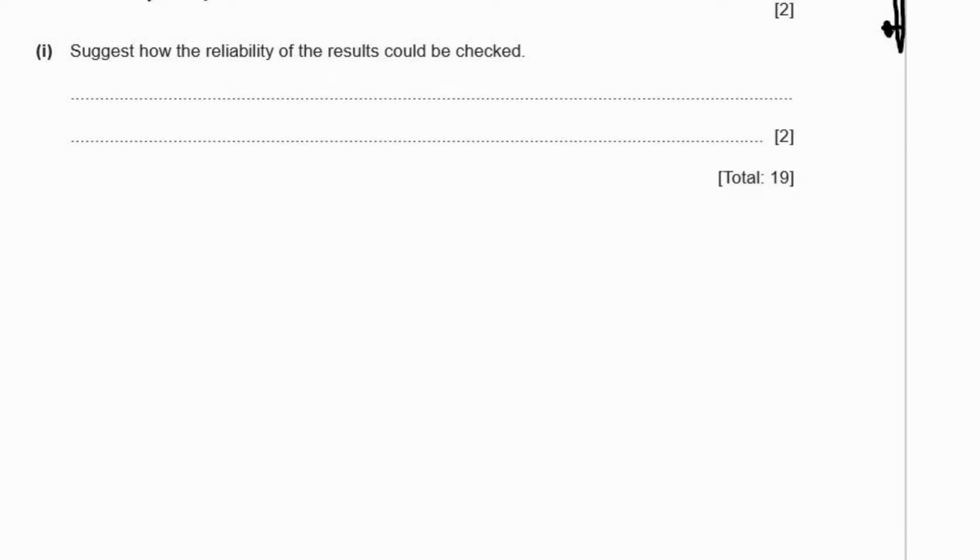And I suggest how the reliability of the results could be checked. Now this is an easy answer because it's the same for any experiment really. Reliability means you can trust the results. How can you trust it? Well, because you've checked again and again and again, you've repeated it, and you've taken the average. So reliability, the answer for reliability is always repeat and take the average. That's it.